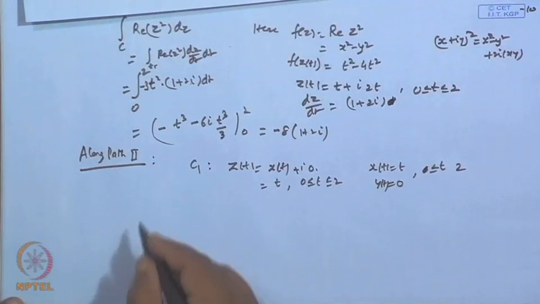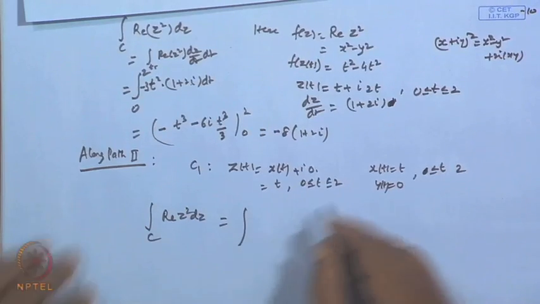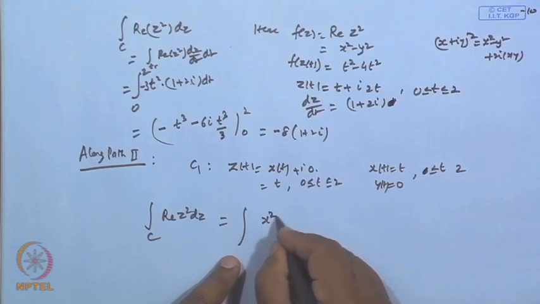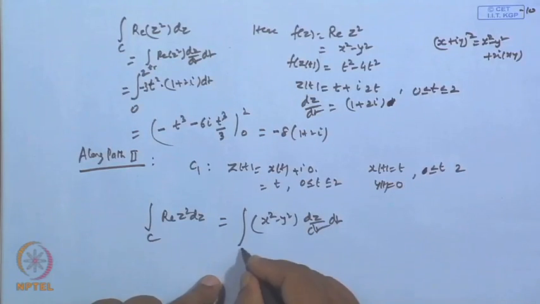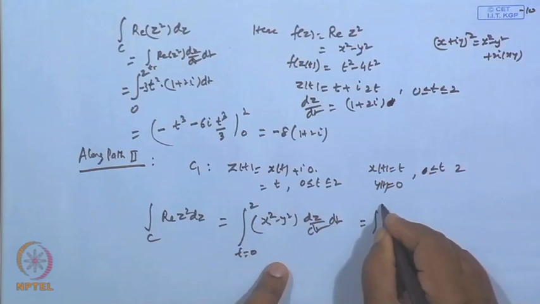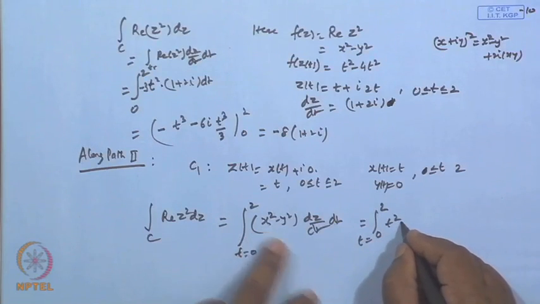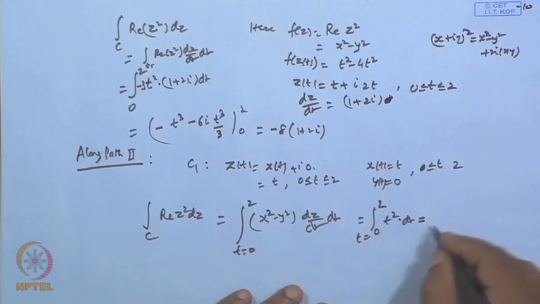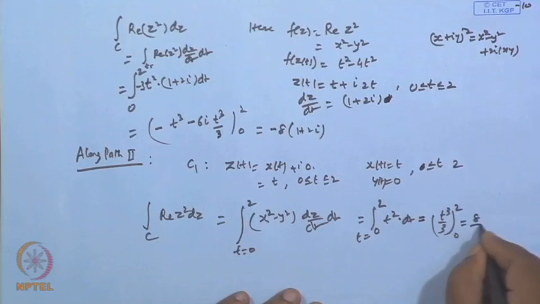Hence, the integral of the real part of z square dz along path C1: the real part of z square is x square minus y square, so x square minus y square times dz/dt, with t varying from 0 to 2. Substitute the values: x is t, so t square, and dz/dt becomes 1. That value will come out to be t cube by 3 from 0 to 2, so it is 8 by 3.